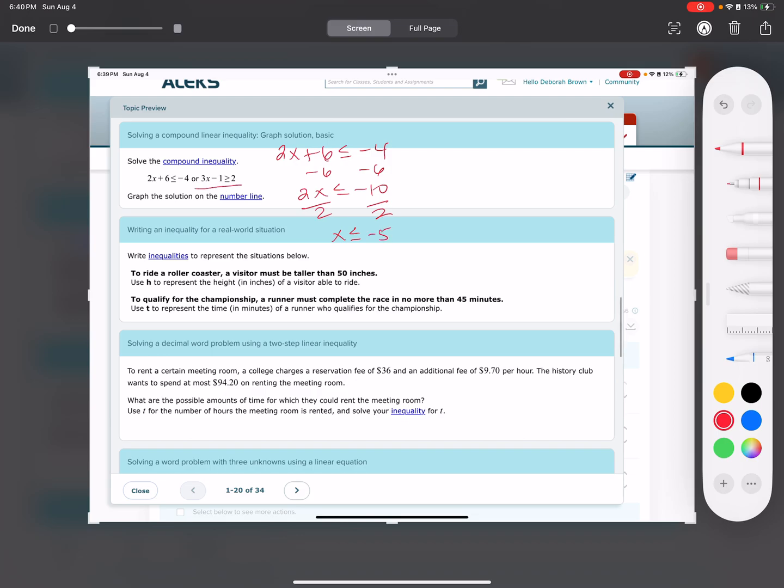Let's do the second half. 3x minus 1 is greater than or equal to 2. So add 1. 3x is greater than or equal to 3. Divide by 3. x is greater than or equal to 1.